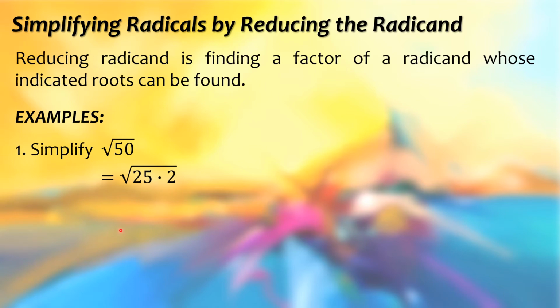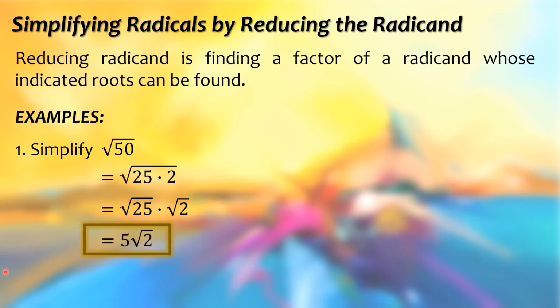Pwede nating isulat ang square root of 25 times 2 into this given form. Square root of 25 times square root of 2. So dito, pinaghiwalay natin yung dalawang factor para mas madali nating kunin ang square root ng alinman sa kanila na perfect square. Ang square root of 25 is 5. And then, walang square root ang 2. So, kinopya lang natin yung square root of 2.